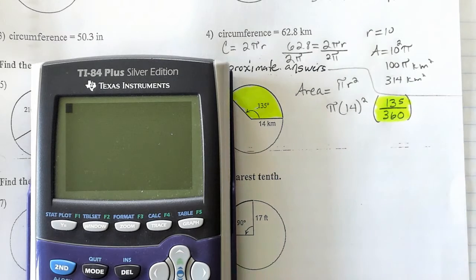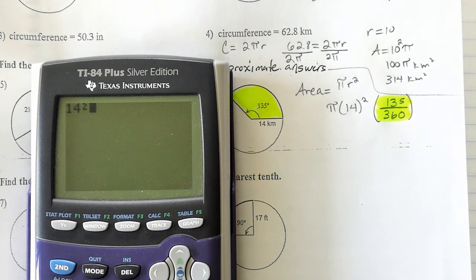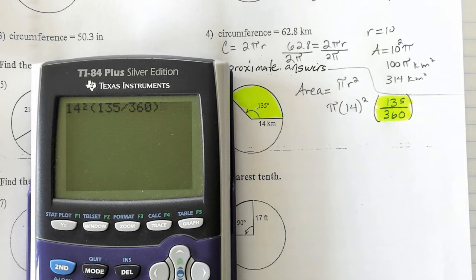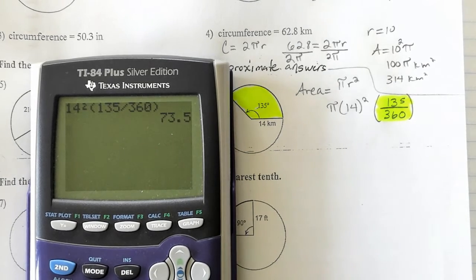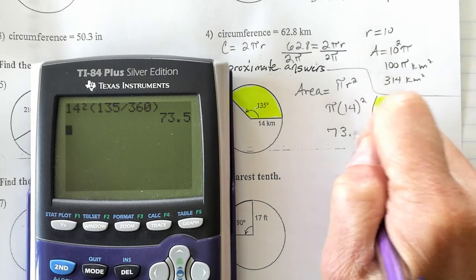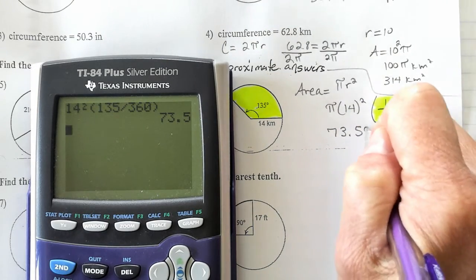So I'm going to do 14 squared, there it is, times 135 over 360. You'll notice I'm going to protect that 135 over 360 in parentheses because I really want to be able to see that as a sector. I'm going to hit enter. I know it's a decimal, but that's okay. So that is 73.5 pi.